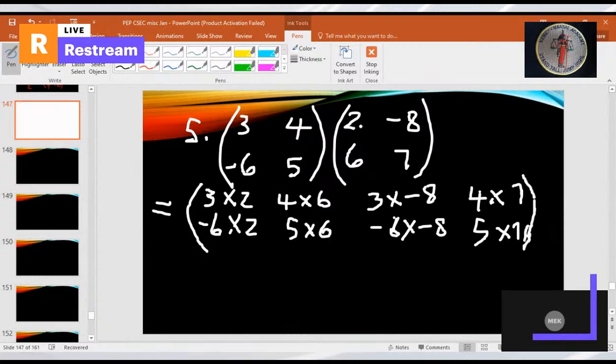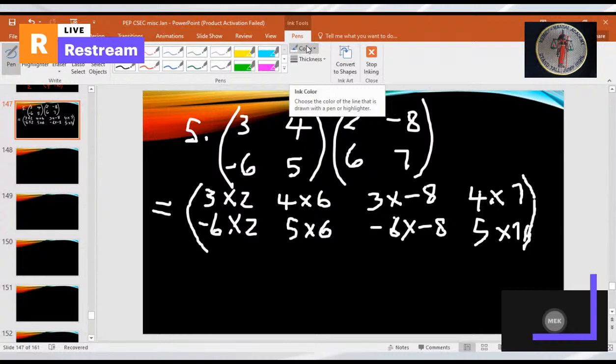So 3 times 2, 4 times 6. 3 times negative 8, 4 times 7. Then negative 6 times 2, 5 times 6. Negative 6 times negative 8, 5 times 7. What we need to do now is to contract everything by working out the operations that we have here.